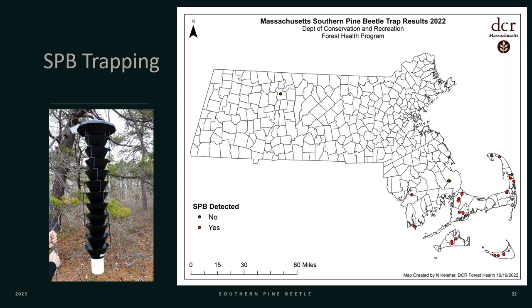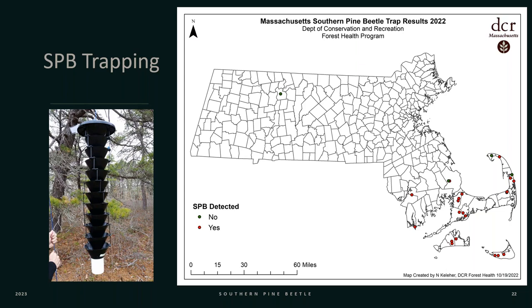But usually we'd find it in like 1 to 3 of our traps. We'd find very few beetles. Like the most we had ever caught was 8. It was really common to just find 1 or 2 single adult beetles in those traps. But this year we saw an elevated level of trap catch. So we set 24 traps throughout the state, most of it concentrated in that southeast corridor that is more common to have pitch pine. And we found it in 19 of our 24 sites.